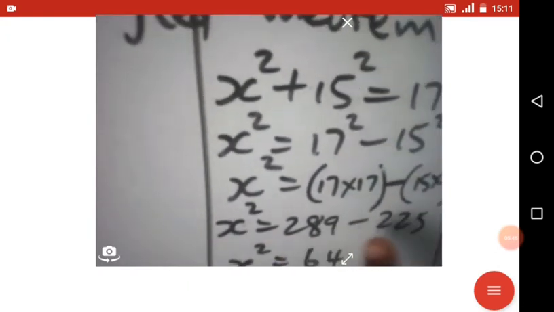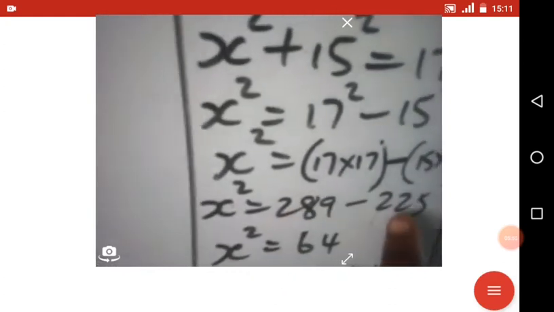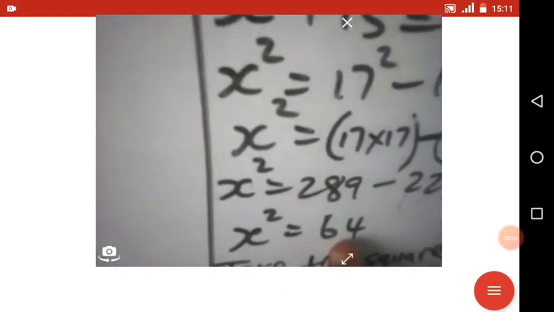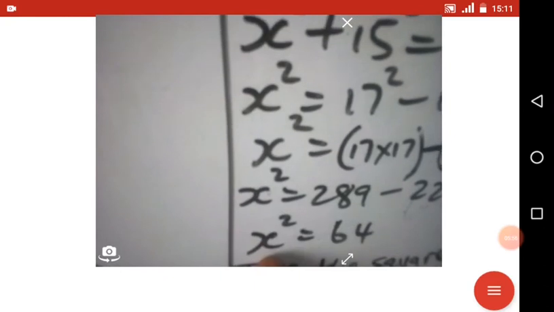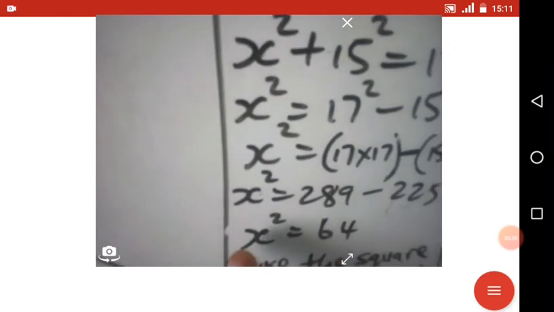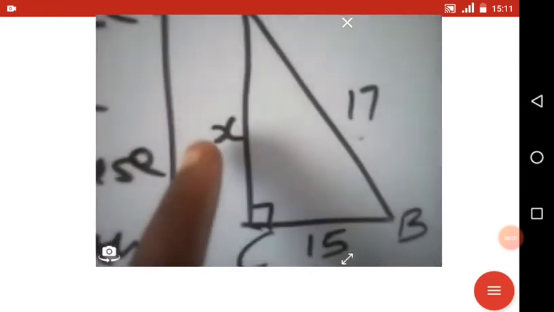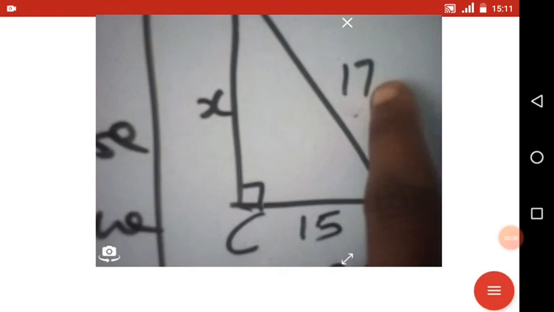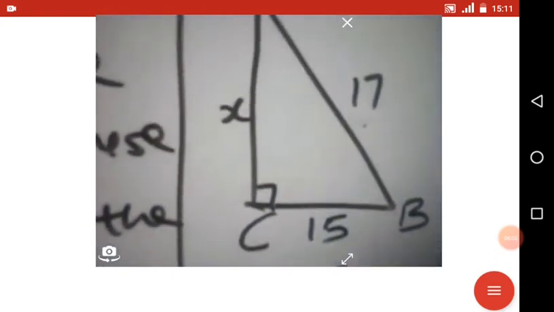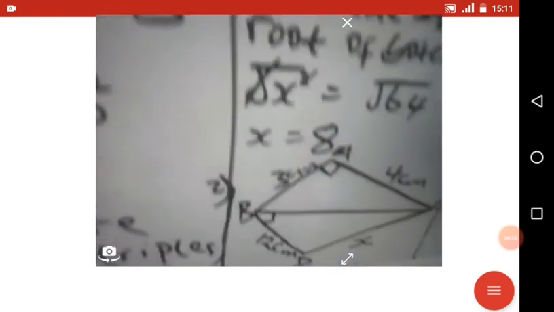So that would now be 289 minus 225. And 289 minus 225 is 64. So s squared equals 64. To cancel square, we use square root. So we take the square root of both sides. The square root of 64 is 8. That means that the number that will be here is 8. That means 8, 15, and 17, they are Pythagorean triple. Is that understood? Look at the second question.